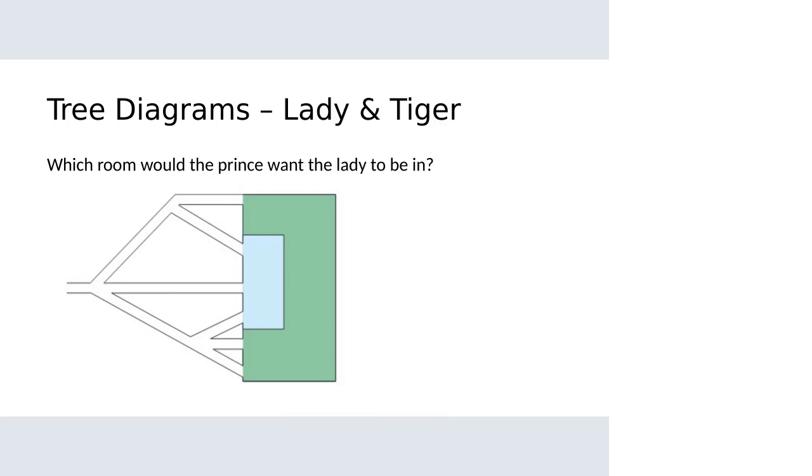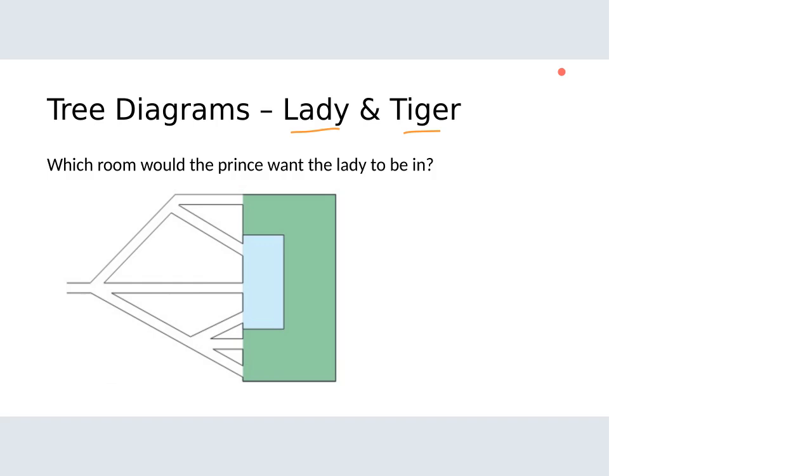Okay, Lady and the Tiger. I don't know if you know the story of the Lady and the Tiger, but basically what happens is there's a prince, and he's trying to rescue the lady. And what's going to happen is that a lady is going to go in one of these two rooms, and a tiger is going to go in the other one of these two rooms. And the prince gets to decide.